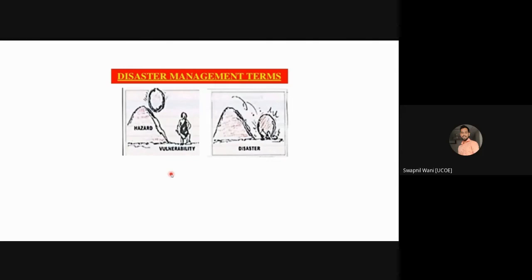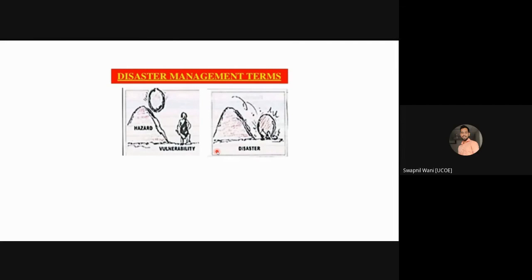Now this is a simple example for all of us. Be ready in the chat box to answer this. As you can see and as you are all aware, there is a hazard present over here. Vulnerability is also present. When hazard meets vulnerability, it will result in disaster, right?